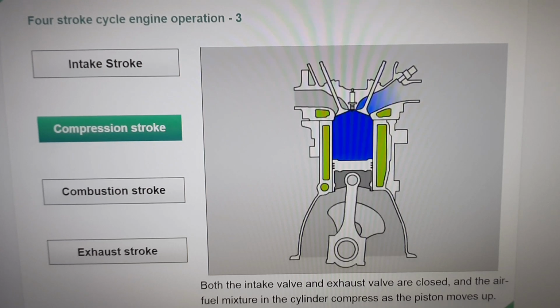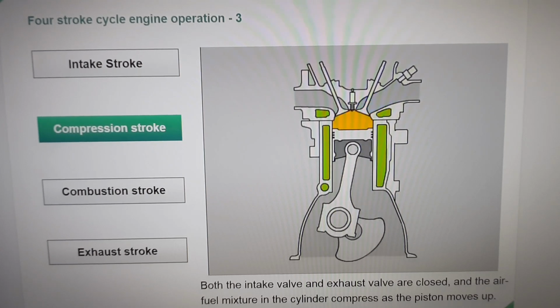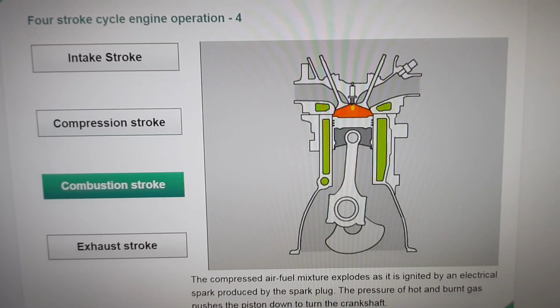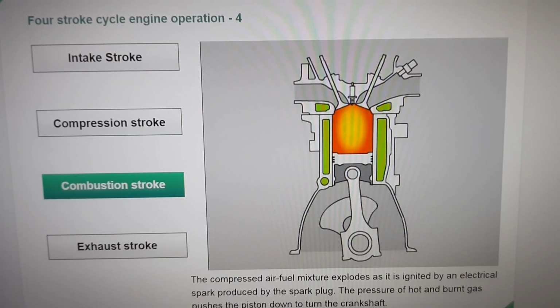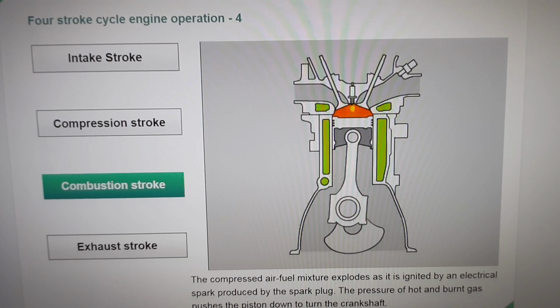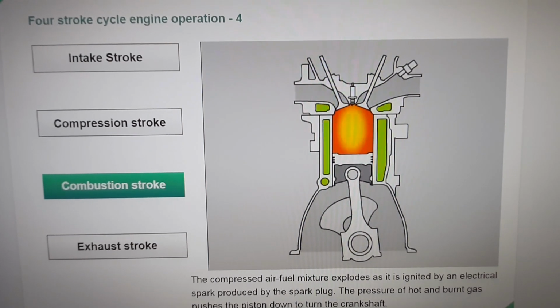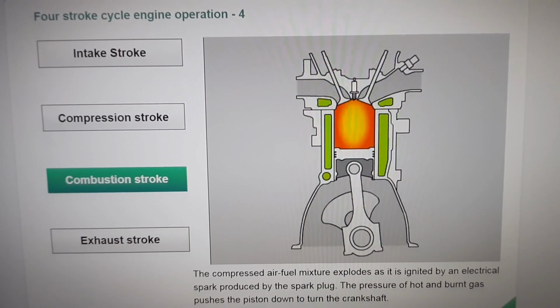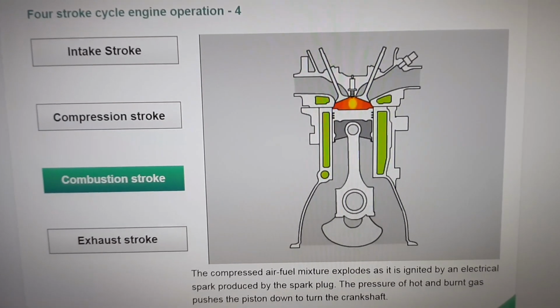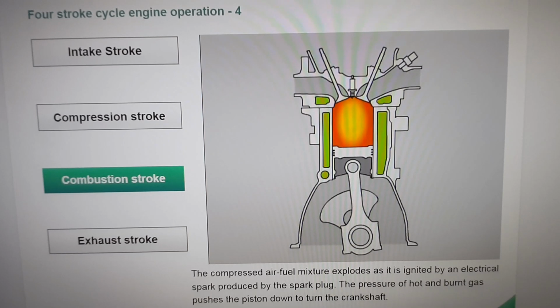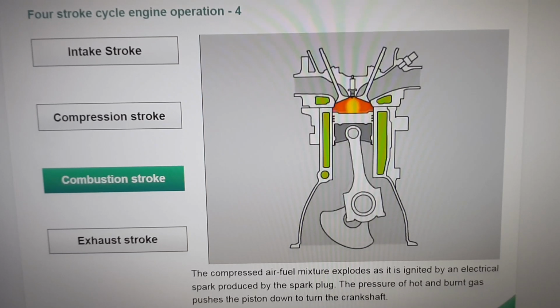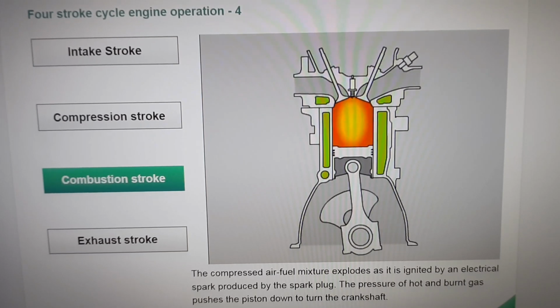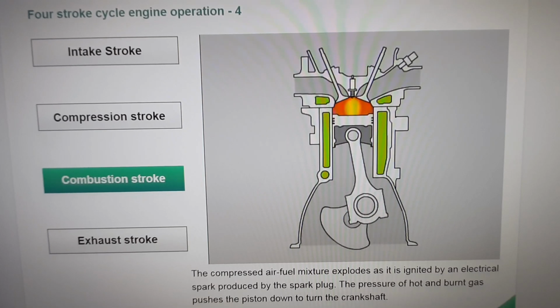To move to the next slide, please click on Next button. After the compression stroke is complete, the compressed air-fuel mixture explodes as it is ignited by an electrical spark produced by the spark plug. The pressure of the hot and burnt gas pushes the piston down to turn the crankshaft. This is the combustion stroke.